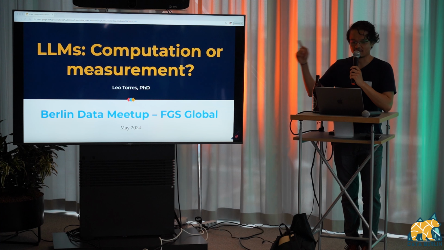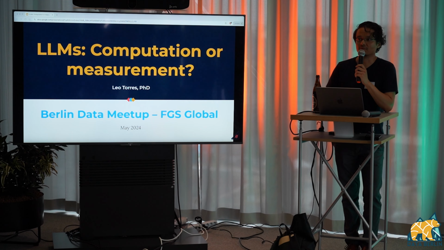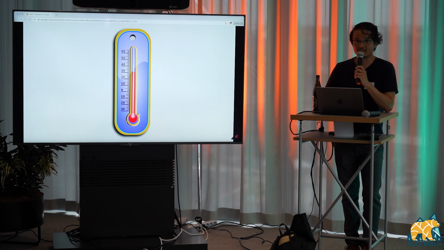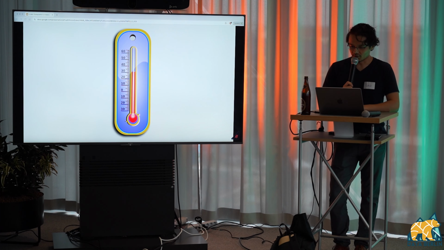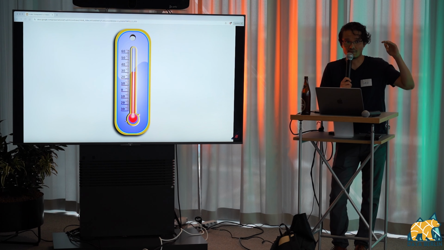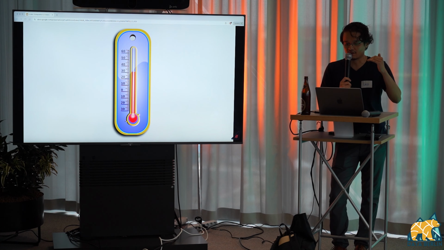This is Leo Torres. This is LLMs, computation or measurement. And this is a thermometer. As you all know, thermometers are made with a vacuum tube that contains mercury. When the mercury gets hot, it expands and rises up accordingly to a certain height. The thermometer has these markings on it so that you can visually compare against the height of the mercury, and that gives you a reading of the current temperature.